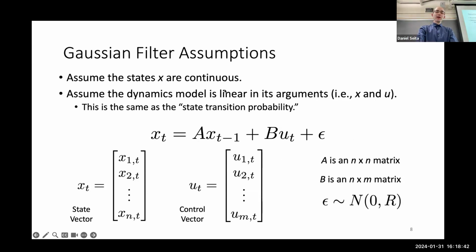So quick question: why do we call this linear here? Sometimes it's easier to think of linear when you have one variable, but here we have n variables. So why is this linear?